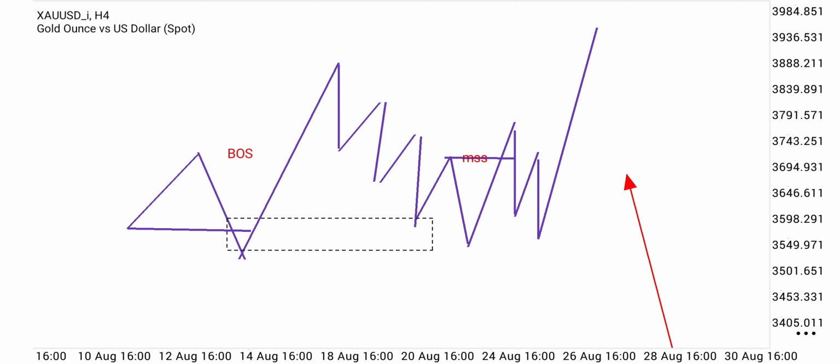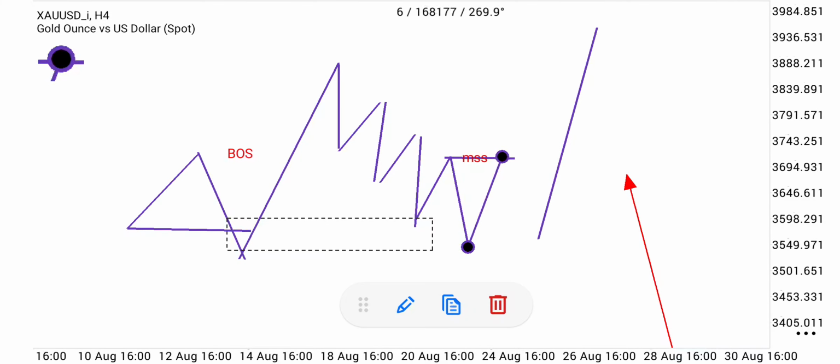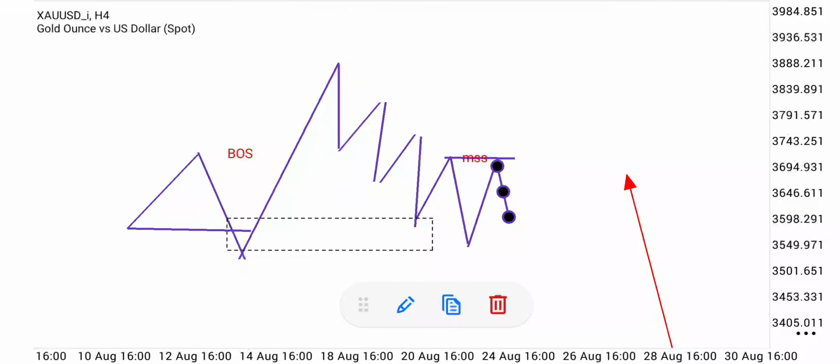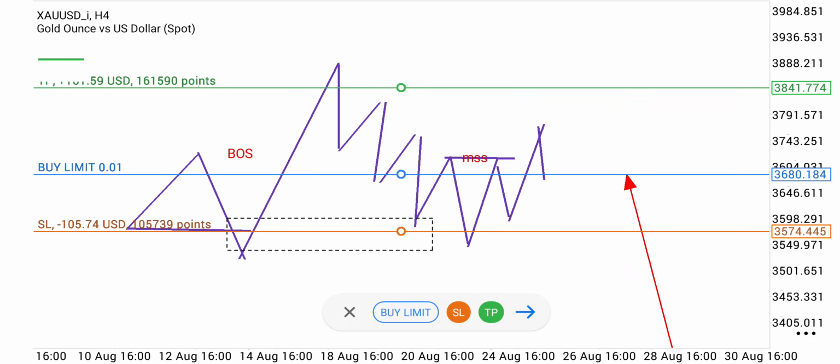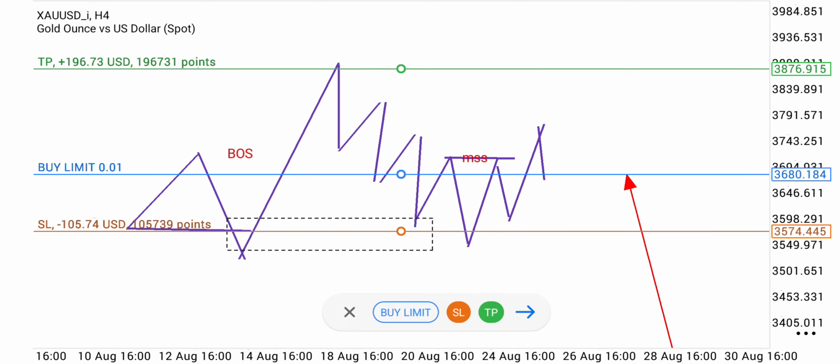Then you might also get another confirmation. So it will not break here, then it will come back down here, forming like a head and shoulders pattern. Then it will break this level, then it comes back around somewhere here or here. Then you have to enter with your stop loss around here, then TP. I think that is it for today.